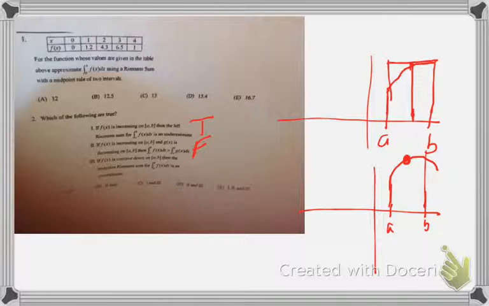Let me get another color. And when I draw my line, the midpoint sum would be an overestimate. Well, it is an overestimate over here, and over here a little bit as well. So yes, that would have to be true. So we're looking for an answer of 1 and 3, and that's right here, choice C. And that finishes that homework.